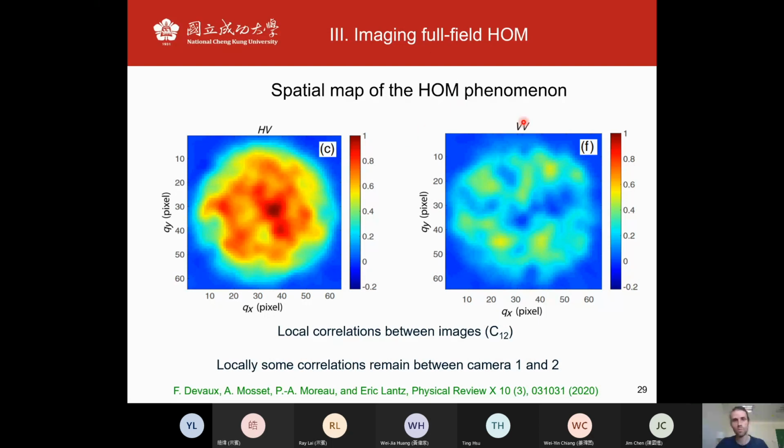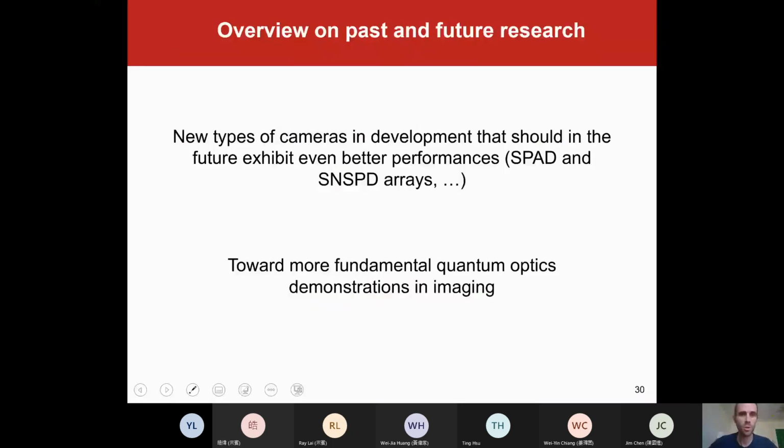And we certainly hope that we can build from this result in the future and do things that are more and more complex, harnessing this very high dimensionality that we have in imaging, potentially for quantum information protocols.